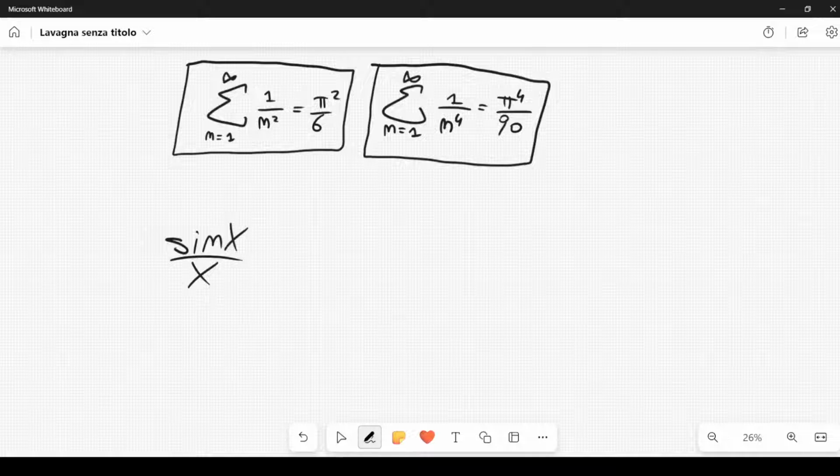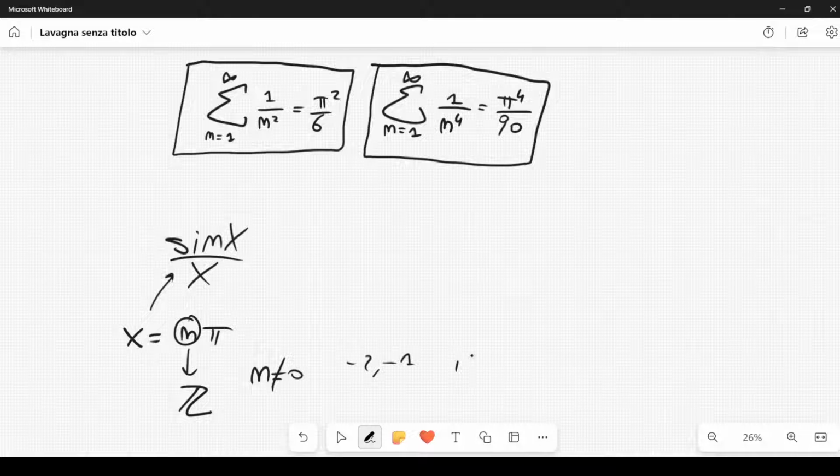In particular, when you analyze this function, it is quite easy to see that the only zeros are located at x equal to n pi, where n can be any integer belonging to Z, excluding n equal to 0. So n equal to 0 is excluded. n can be equal to -1, -2, -3, and so on, but it can also be equal to the positive integers 1, 2, 3, and so on.